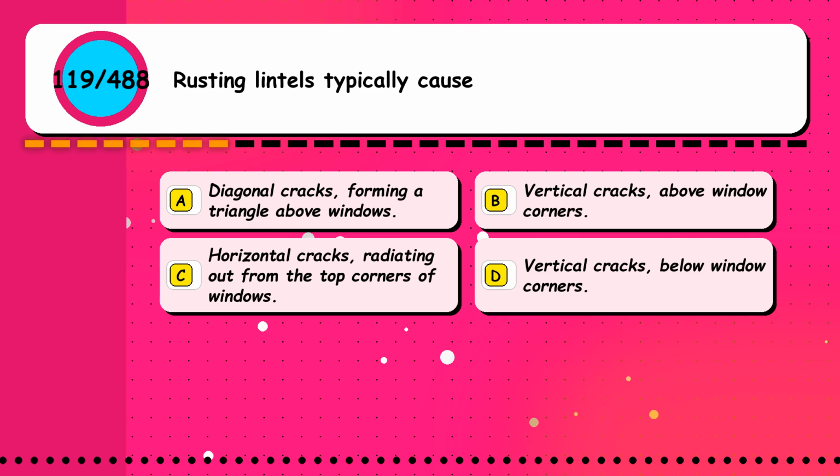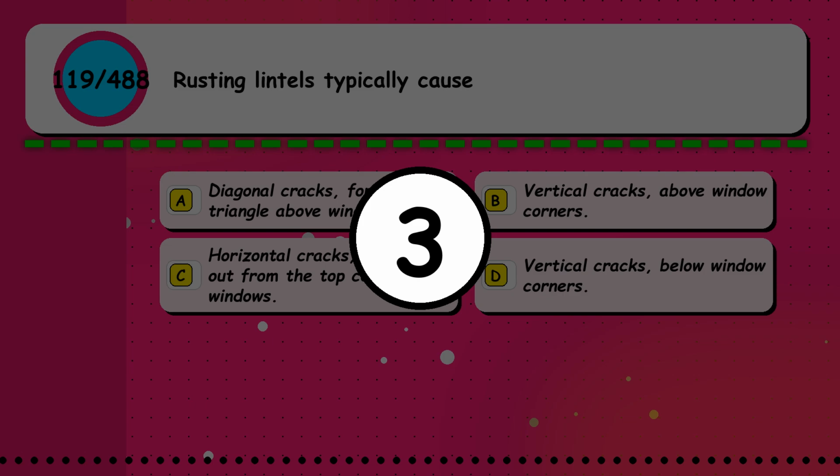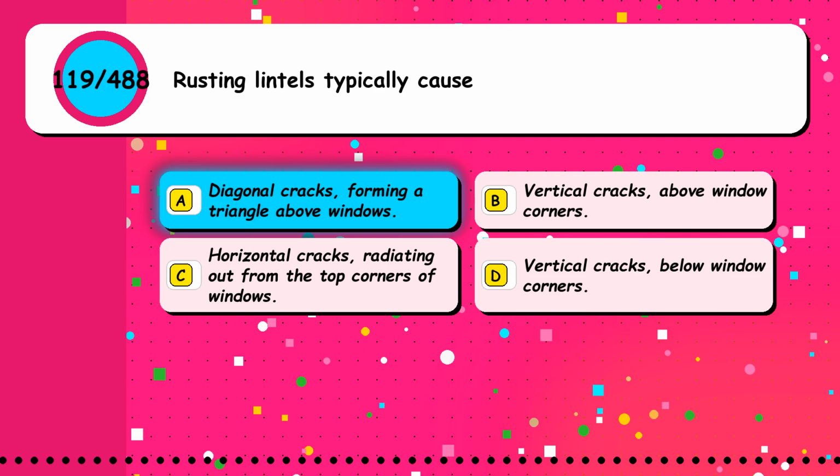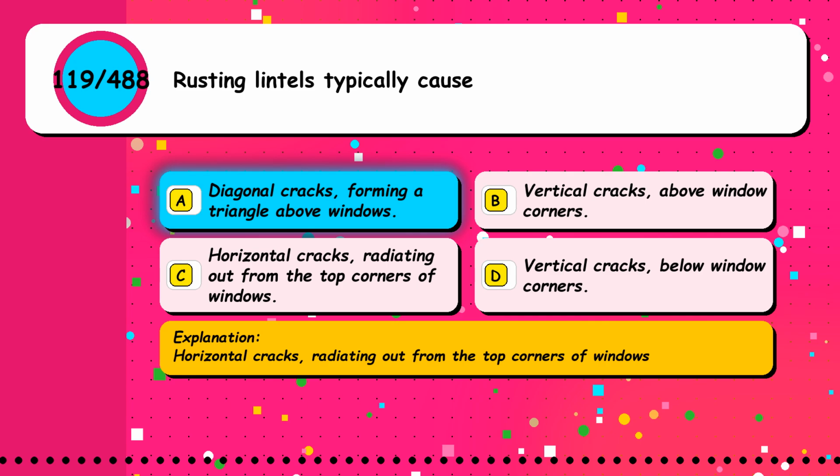Question 119. Rusting lintels typically cause: Option A. Diagonal cracks, forming a triangle above windows. Option B. Vertical cracks, above window corners. Option C. Horizontal cracks, radiating out from the top corners of windows. Option D. Vertical cracks, below window corners. The correct answer is option A. Diagonal cracks, forming a triangle above windows. Horizontal cracks, radiating out from the top corners of windows.